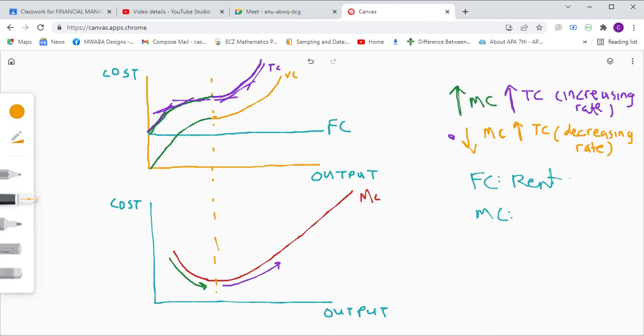And remember, the vertical distance from here to here represents the fixed cost. It represents the fixed cost.